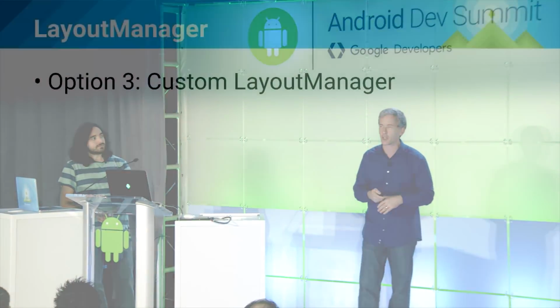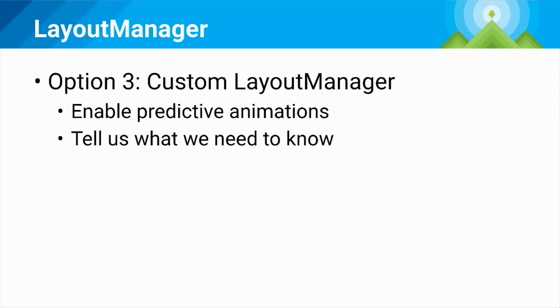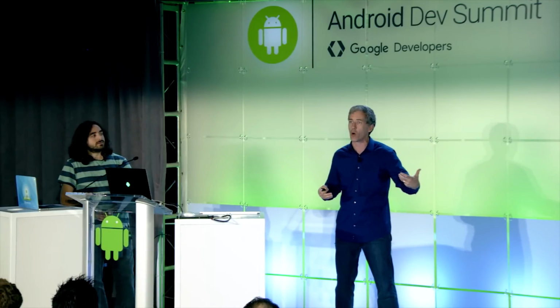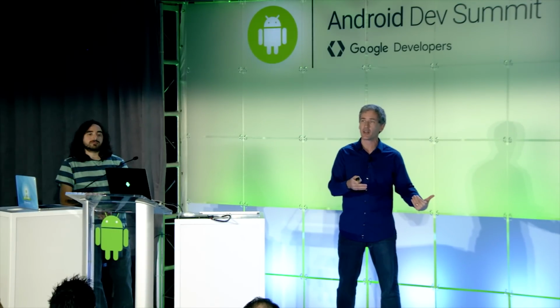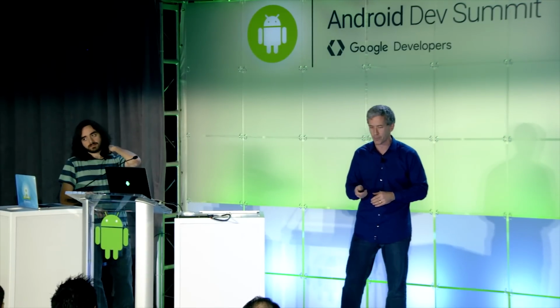And then option three is to go full bore custom and say, I've got a custom layout manager and I want predictive animations, so you're going to need to enable those. And then you're going to need to tell us what we need to know. For the items that disappeared off the screen, where would they have gone if we could still see them? Or if they appear on the screen from off screen, where did they come from?